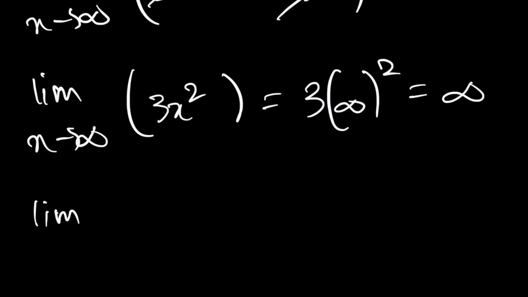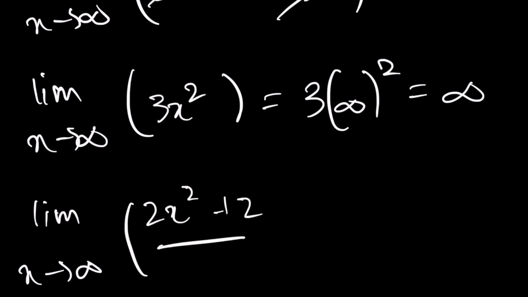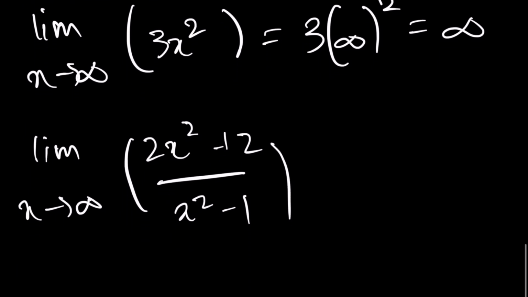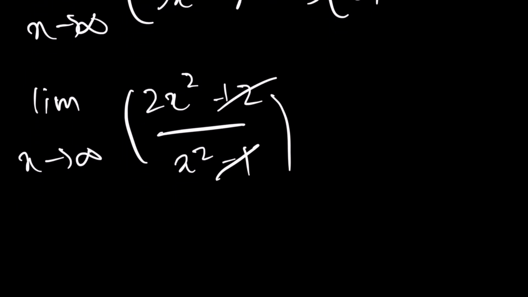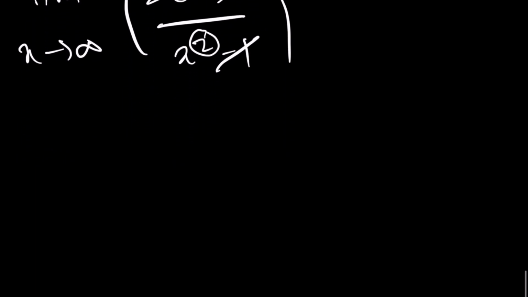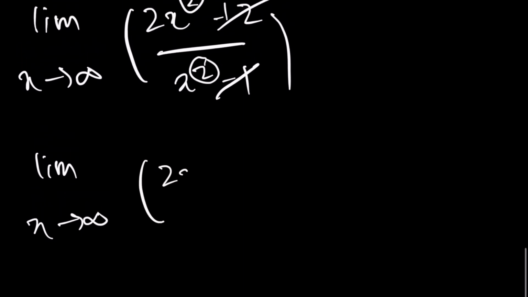So if we have a limit as x approaches infinity for the function 2x squared plus 2 over x squared minus 1. The first step we always have to do is cancel out irrelevant terms. That means the 2 and the 1, because this is the term with the highest degree. So only take the term with the highest degree. So that means the limit as x approaches infinity of the function 2x squared over x squared.